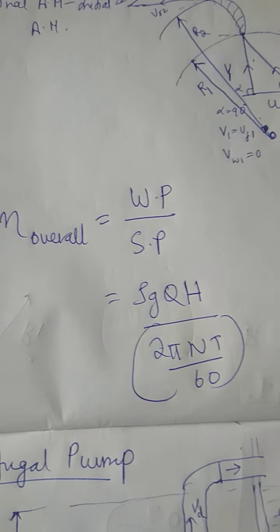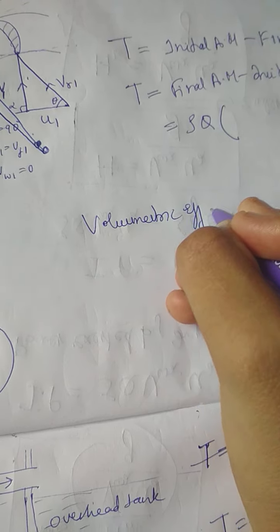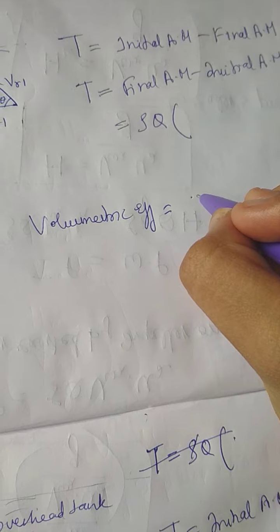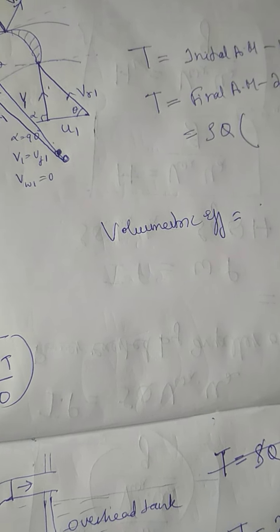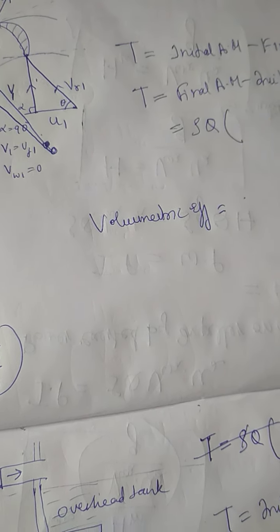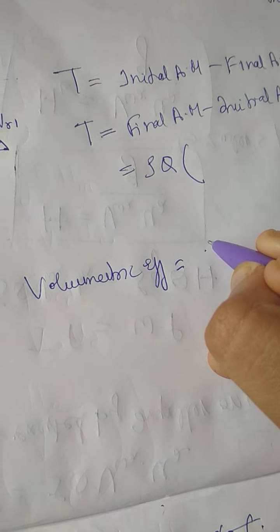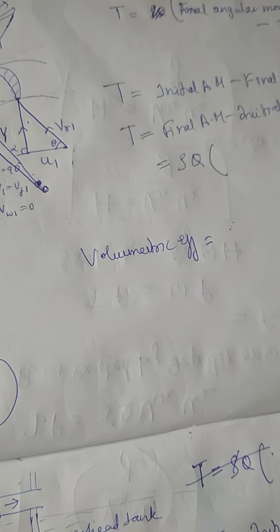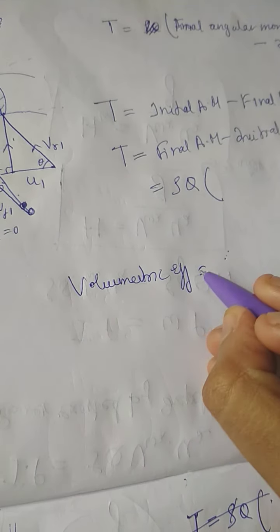Then you have one more efficiency in the case of a pump, that is volumetric efficiency. Volumetric efficiency is the ratio of water discharged per second from the pump to the quantity of water flowing per second through the impeller. Input will be the quantity of water flowing per second through the impeller. Output will be the water discharged per second from the pump. So output by input will be your volumetric efficiency. It takes into account the volume loss of water. How much volume has been lost is taken care of by volumetric efficiency.